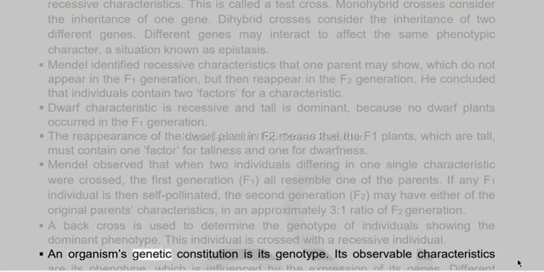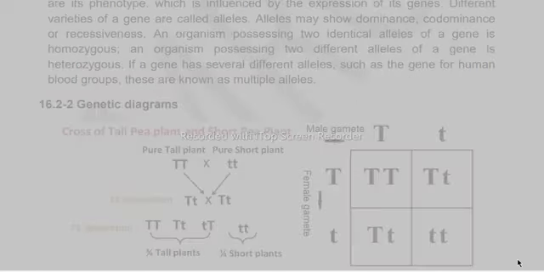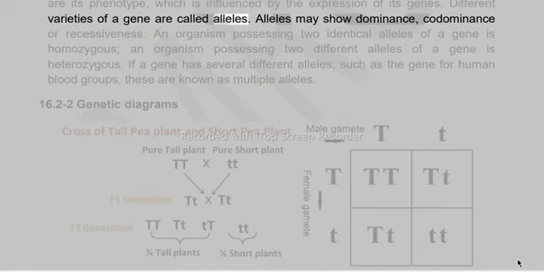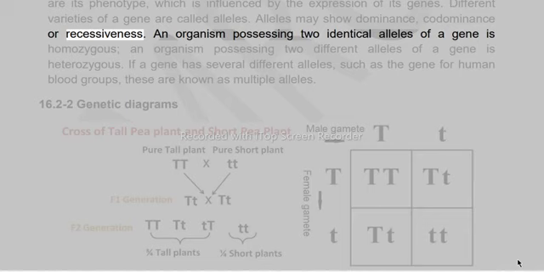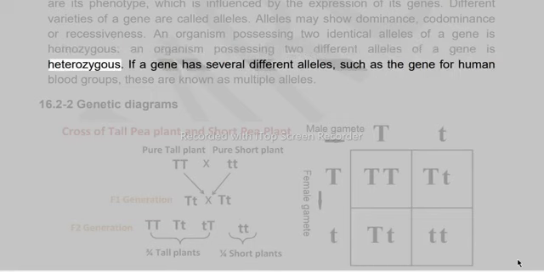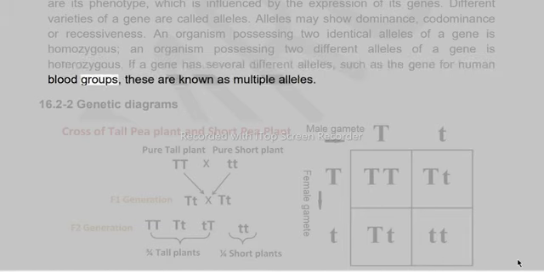An organism's genetic constitution is its genotype. Its observable characteristics are its phenotype, which is influenced by the expression of its genes. Different varieties of a gene are called alleles. Alleles may show dominance, codominance, or recessiveness. An organism possessing two identical alleles of a gene is homozygous. An organism possessing two different alleles of a gene is heterozygous. If a gene has several different alleles, such as the gene for human blood groups, these are known as multiple alleles.